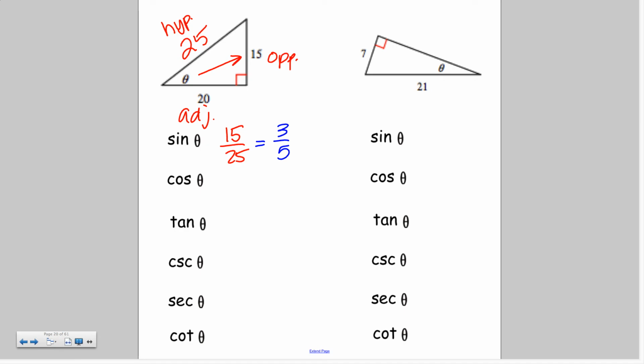So cosine is 20 over 25. I can simplify that one too to 4/5. Tangent is 15 over 20. I can simplify that one. That would be 3 over 4. So now for cosecant, secant, and cotangent, I'm going to use my reduced fractions. Because even if I use 25 over 15, that's still going to reduce to 5/3. So I'm going to save myself a step and just use my reduced ones.